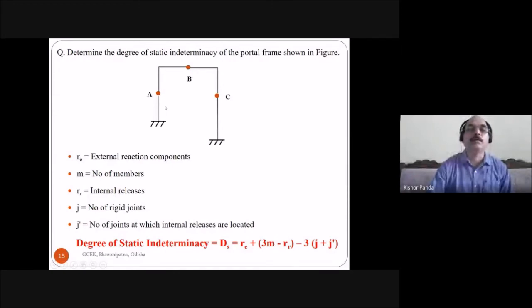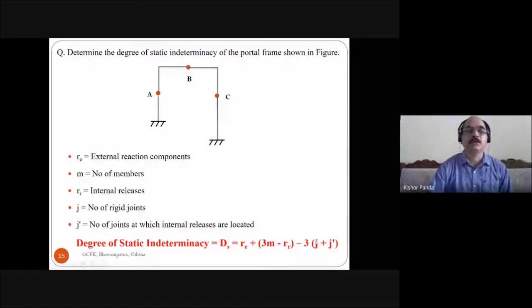How many members do you have to consider when you are using this equation? 1 member, 2 member, 3 member, 4 member, 5 member, 6 member. You have to take 6. M is equal to 6. Then RR, internal release, because this is one internal hinge, this is one internal hinge, this is one internal hinge. So RR is equal to 3. Then joints, how many rigid joints? 2 rigid joints. Two fixed supports means 2 rigid joints. J is equal to 2.